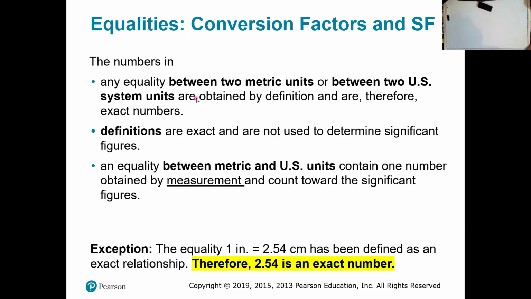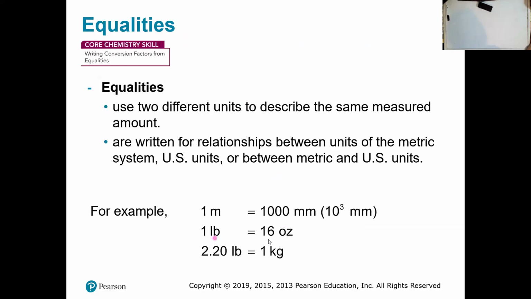When you're looking at the metric system or the US system, you'll notice that there's equal signs between the numbers, right? Like 1 pound equals 16 ounces, right? That's a US system conversion. Our 1 meter to 1,000 millimeters, this is a metric conversion. And here, 2.20 pounds equals 1 kilogram. This is when we're trying to equate something from the US system with something from the metric system. Okay.